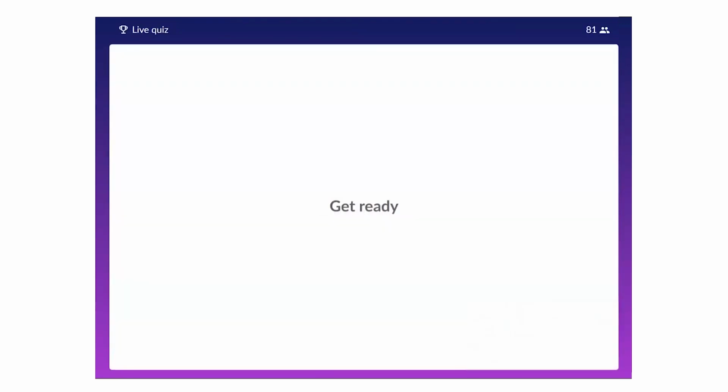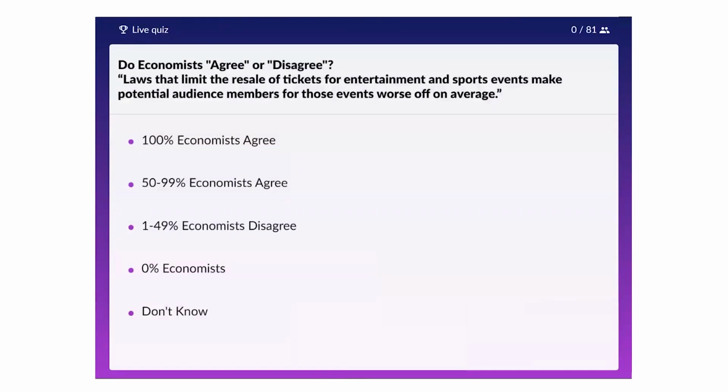Now, please predict what economists think. Do economists agree or disagree? 100% agree, 50 to 99% agree, 1 to 49% disagree. I think there's a typo here. It's 1 to 49% agree, not disagree. And then 0 economists agree, or don't know. So this is what percentage of economists would agree with this statement, and that counts strongly agree and agree.